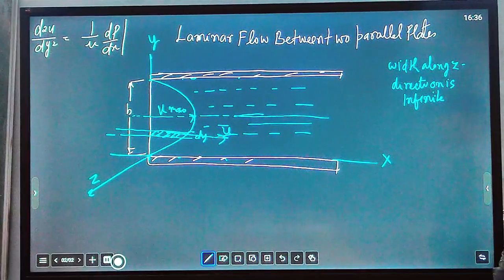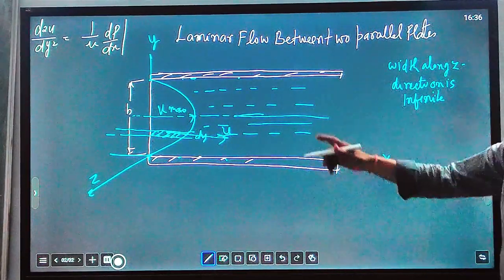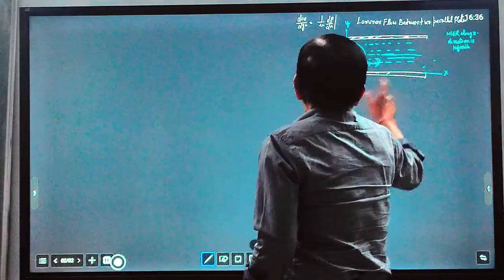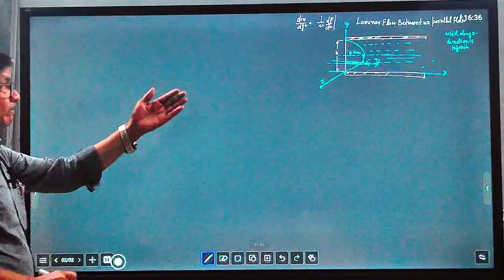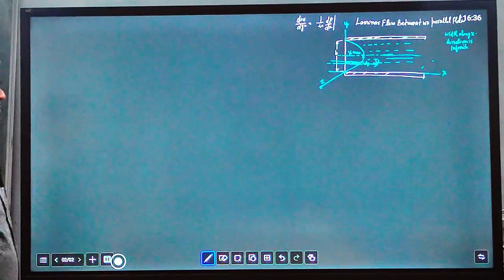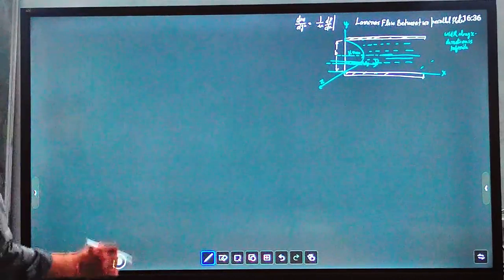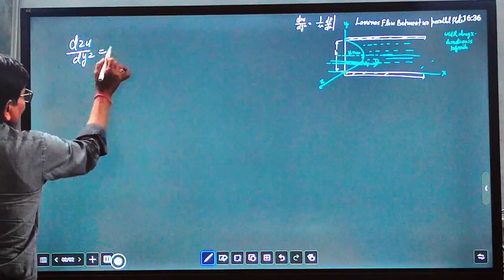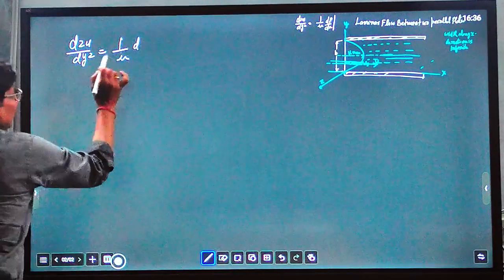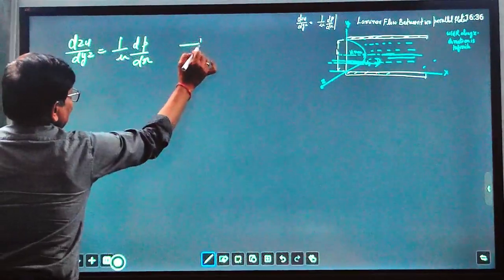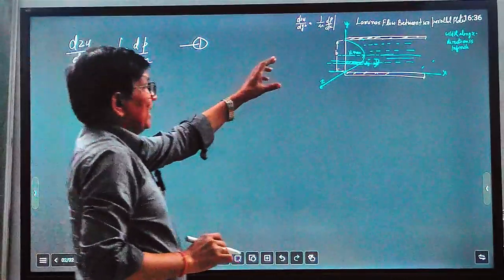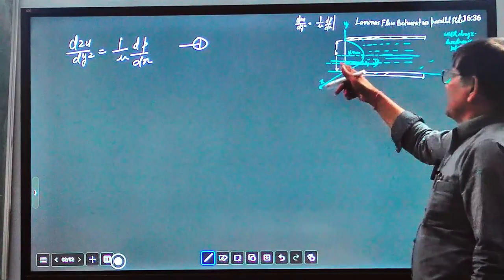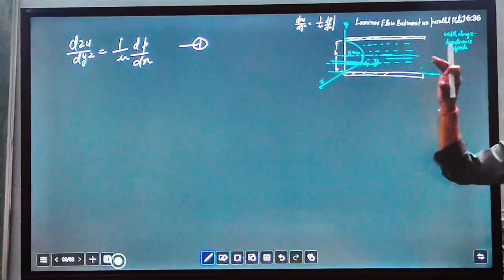By using the earlier equation that we have derived, we are going to use this equation. Now, defining the problem, we have to find the velocity distribution. We have to use this equation: d square u over dy square equals 1 upon mu dp over dx. This was the equation that we are going to apply here, and applying boundary conditions, we will solve for a general equation for velocity distribution between two parallel plates.